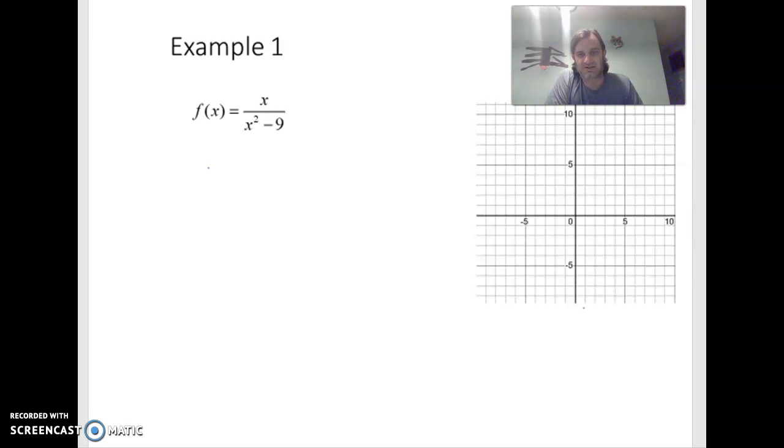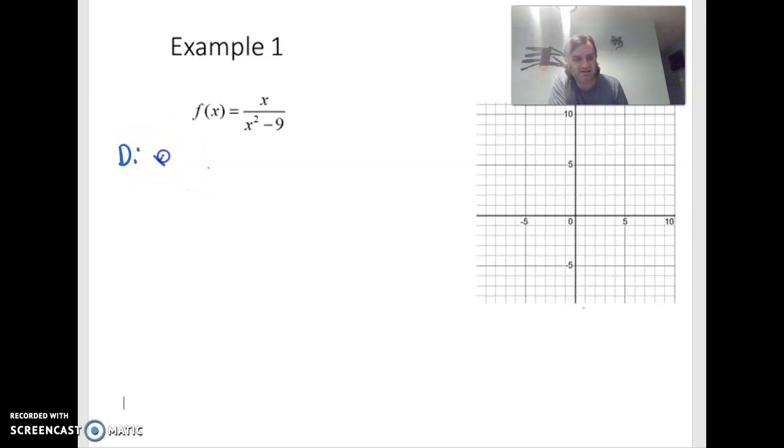Hey, it's Mr. Allred, and we've been graphing rational functions, so we're going to go through this one and do the attributes and graph it. So the function is f of x equals the fraction x over x squared minus 9. As we go through this, the things we like to look at are the domain, which will give us our vertical asymptote.